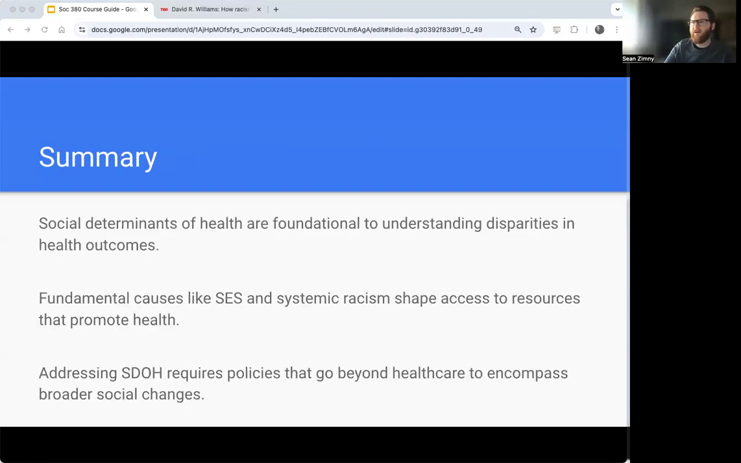Finally, you see a quick summary here of the key points that I want you to be thinking about. Social determinants of health are foundational to understanding disparities in health outcomes, and fundamental causes like socioeconomic status, systemic racism, and systemic sexism shape access to resources that promote health. And finally, addressing the social determinants of health requires policies that go beyond healthcare to encompass broader social changes. So be thinking about these things, as these are going to be through lines through the entire course as we talk about the social determinants of health.